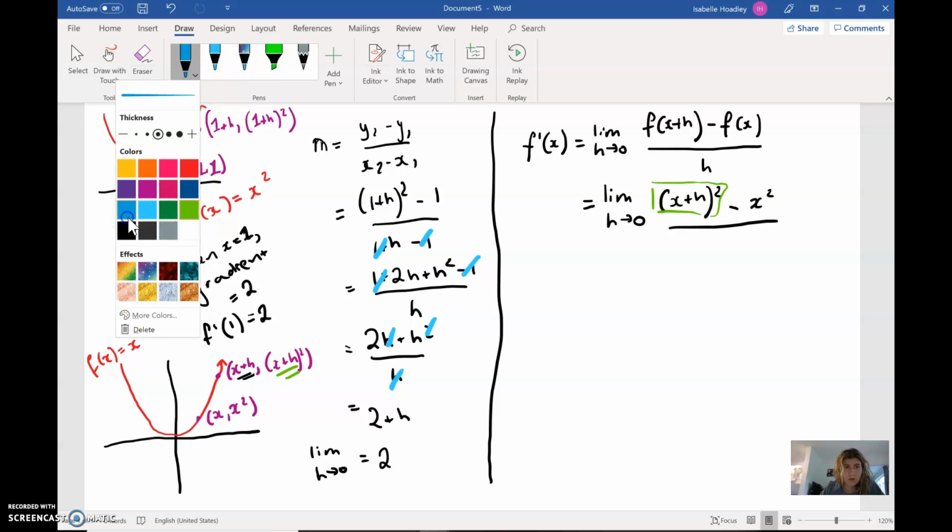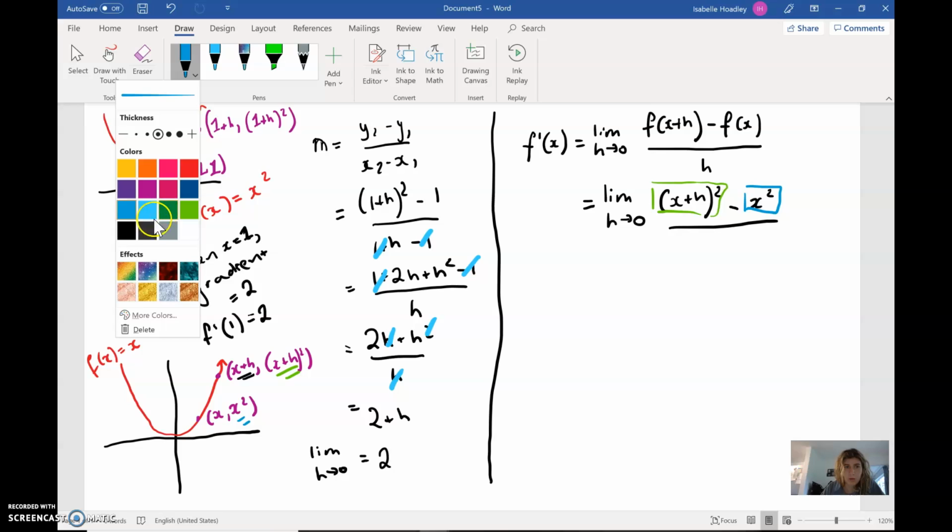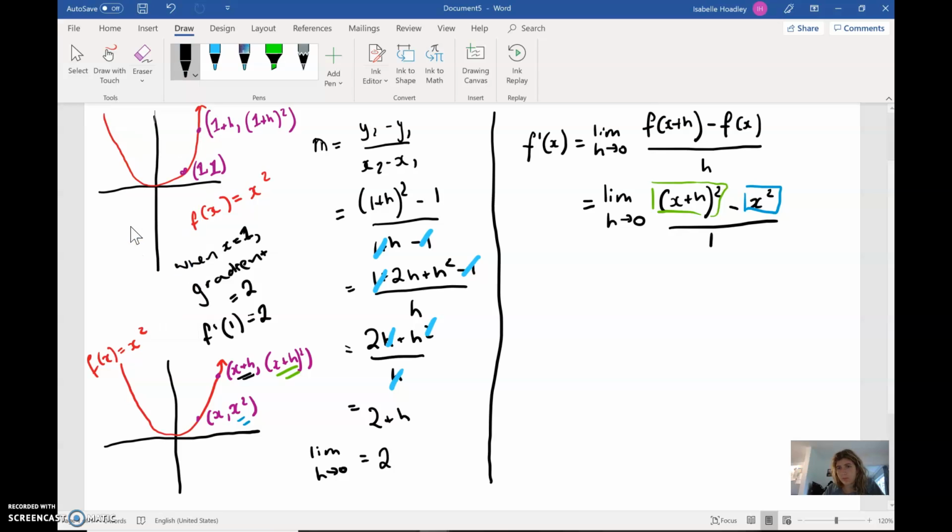And your x squared comes from your y1 there. So it's y2 minus y1. Okay, again, all over h. Okay, and then we're still looking at our limit as h approaches 0.